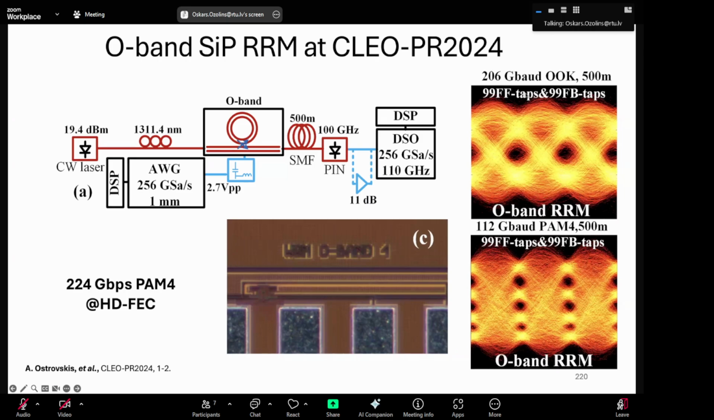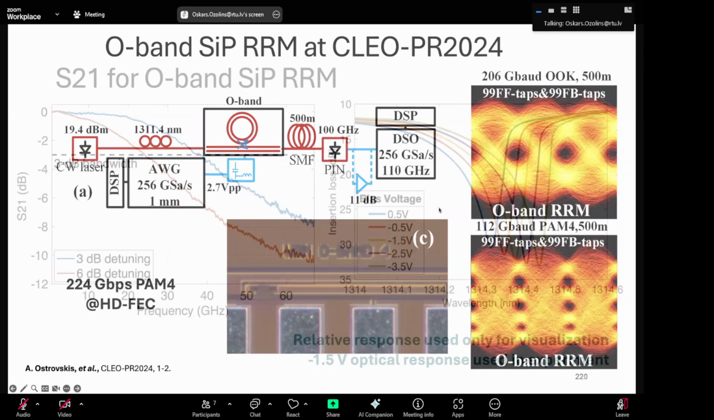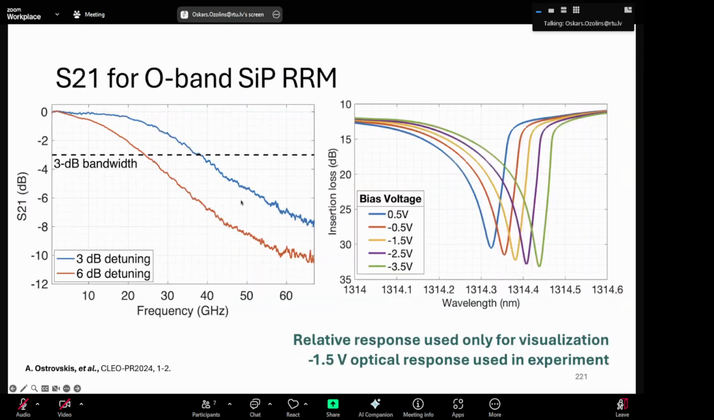than for C band. So that's why we can achieve smaller speed in on-off keying and PAM4. And I also have a slide about how this bandwidth looks like. So this is the S21 parameter, which describes the bandwidth. This is an electrical parameter. So here we see two different curves with 3 and 6 dB detuning.